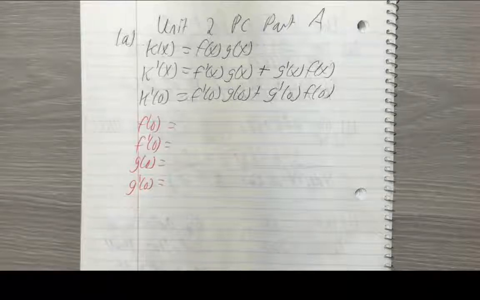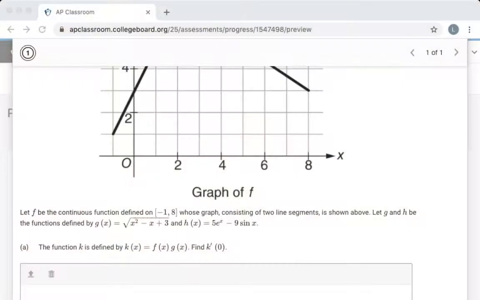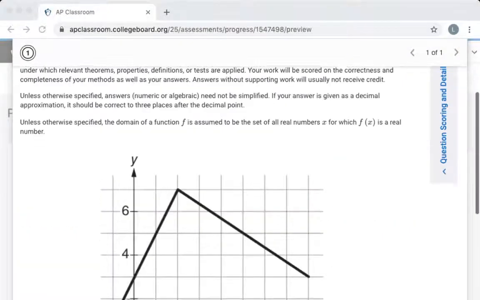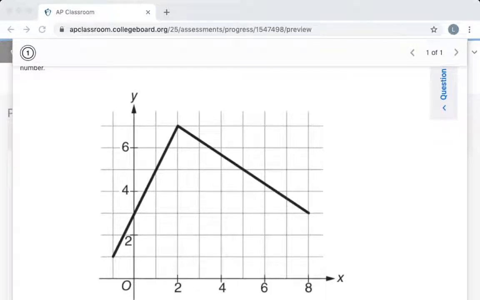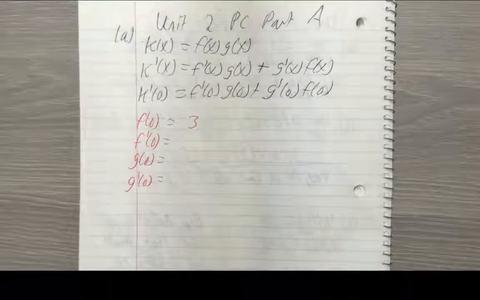All right, so f of 0, I'm just going to use the graph. So let's go back to the screen. Okay, f of 0, you just look at the graph. All right, at x equals 0, what is the graph y value? It's 3. It's pretty easy, right? So my answer for f of 0 is 3.